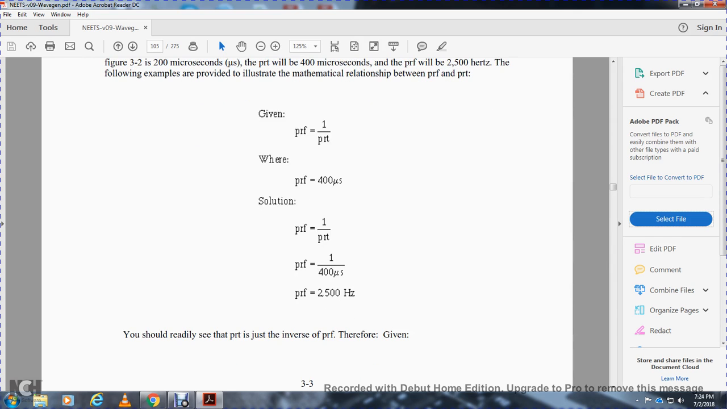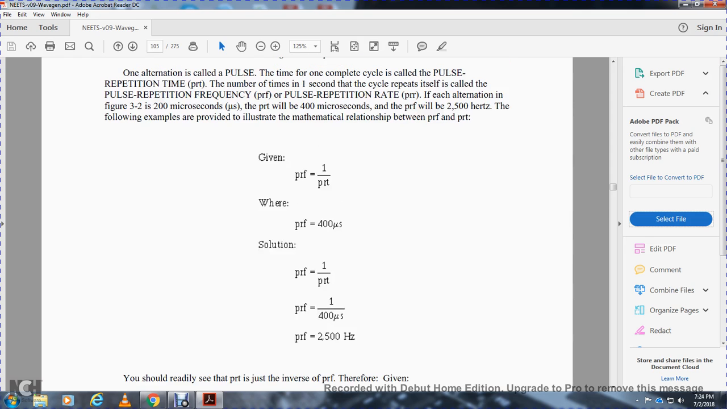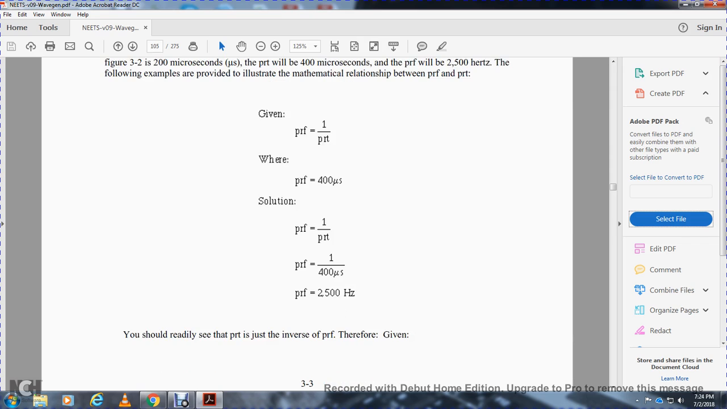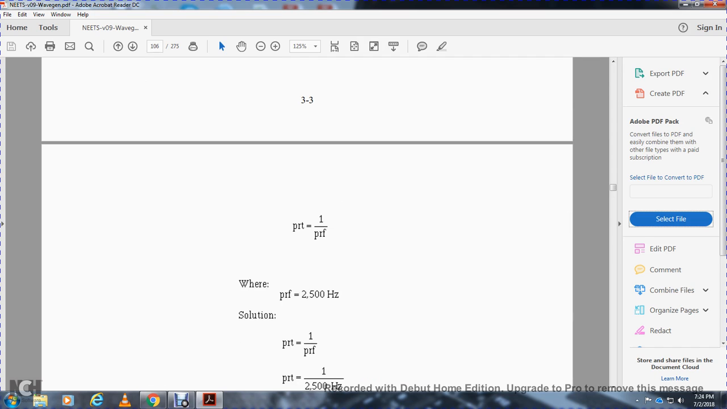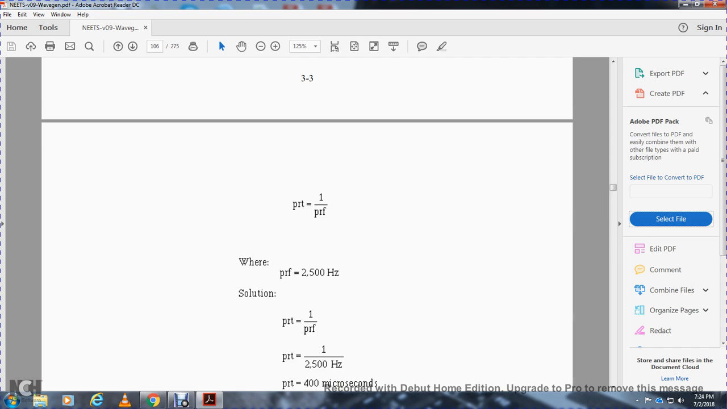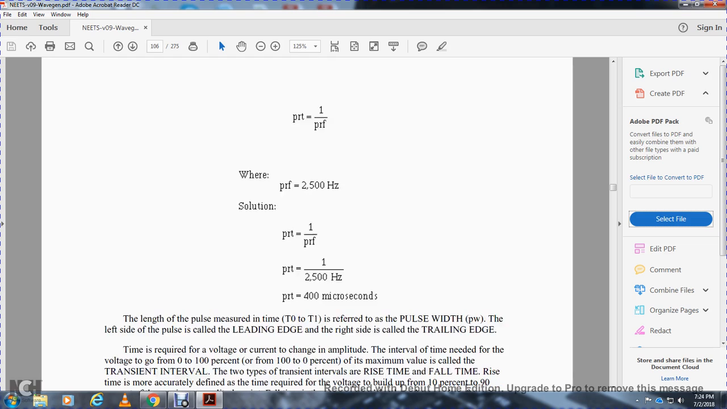You should readily see that pulse repetition time is just the inverse of the pulse repetition frequency. Therefore, the pulse repetition time is equal to 1 over the pulse repetition frequency. If the pulse repetition frequency is 2500 hertz, then 1 over 2500 hertz is 400 microseconds.